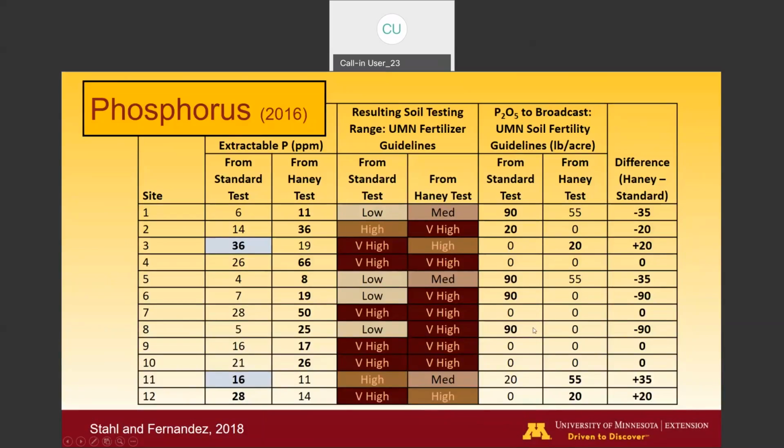This is where the phosphorus, we're going backwards. We're having low to medium, very high to high. This had flipped around very high to high. So again, you just see the range just not very well correlated. And again, that differences, sometimes we'd apply more fertilizer, sometimes we'd apply less with the Haney test. So not very well correlated.